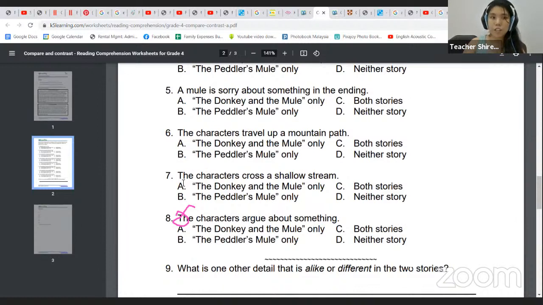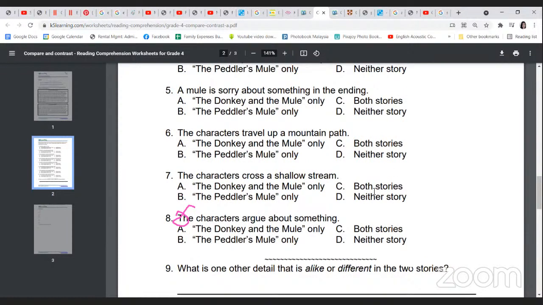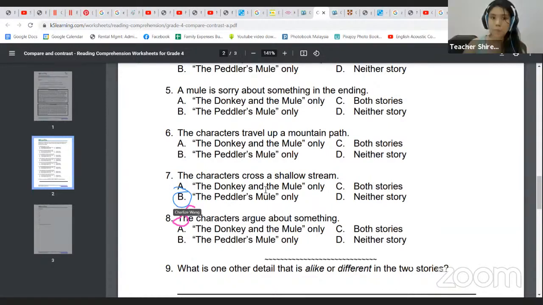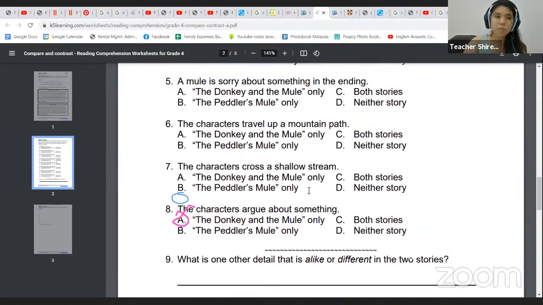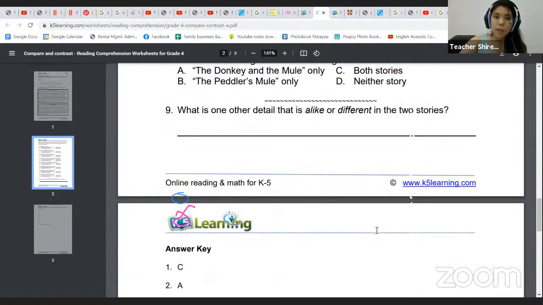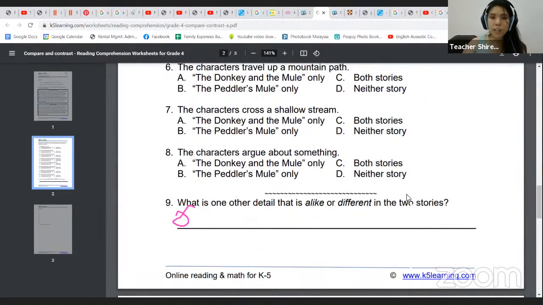So number 7, Charlize, the character crossed a shallow stream. Which story says that the character crossed a shallow stream? Very good. The peddler's meal, which I just mentioned. So the characters argue about something. Okay. In which story do the characters argue about something? So far they did not argue because they're animals. So neither of the stories. Got it? Okay. So now number 9.